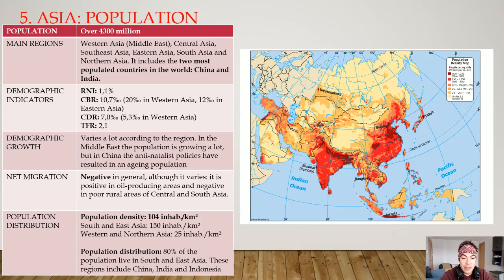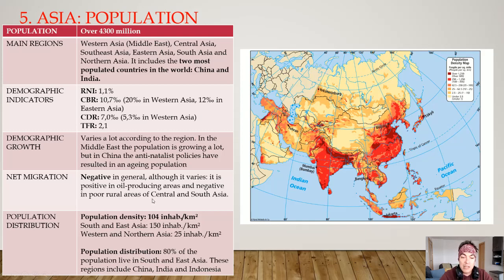And for example, it is negative in the poor rural areas of Central and South Asia. In rural areas here, people tend to migrate from these regions in search of better opportunities in life.